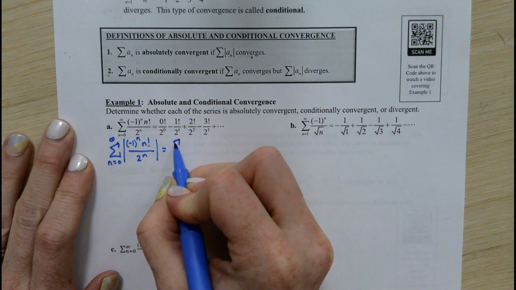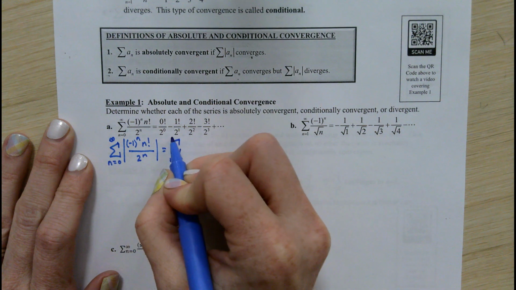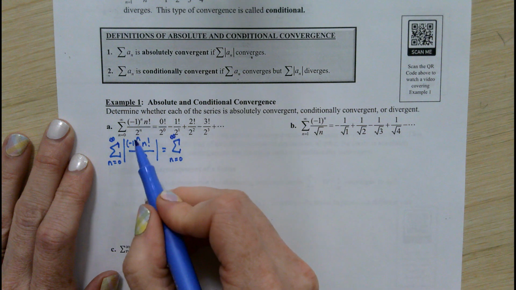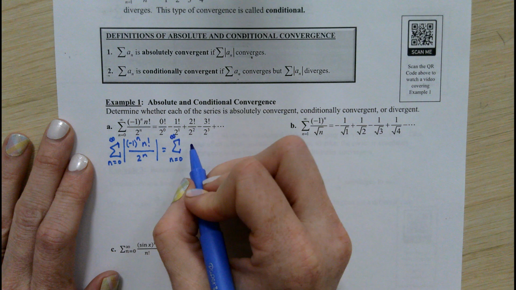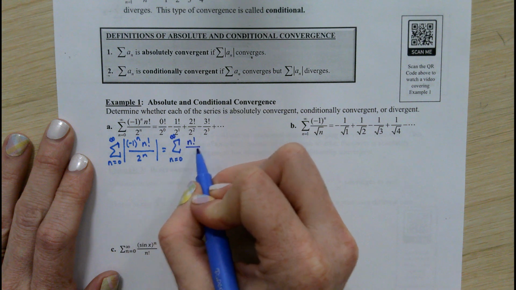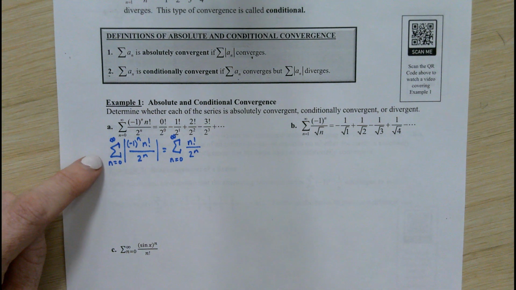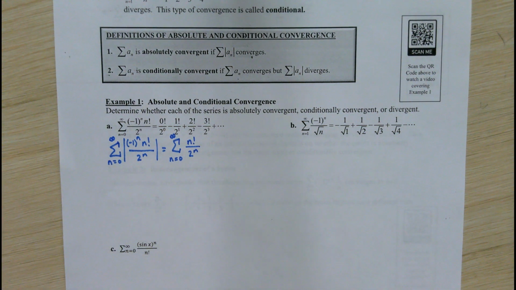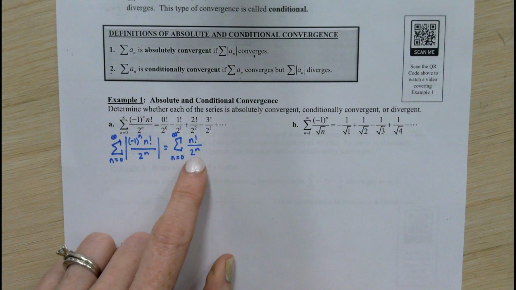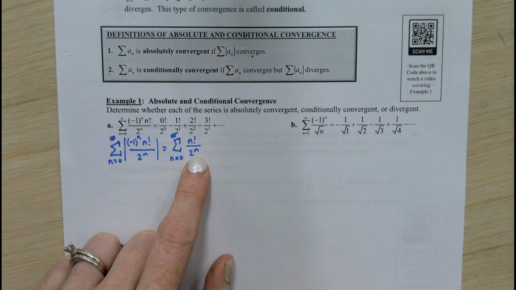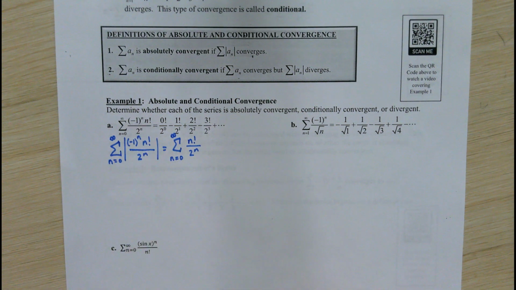That would be equal, if we think about what would happen when we apply those absolute values, it's going to take away that -1 alternating piece. So we'd be dealing with just n factorial over 2 to the n. And so what we're testing for first, some people think about this as part 1, is absolute convergence. If this series converges, then we know that this series has absolute convergence. So it converges even if all of the terms are positive, which is a really important thing to know.